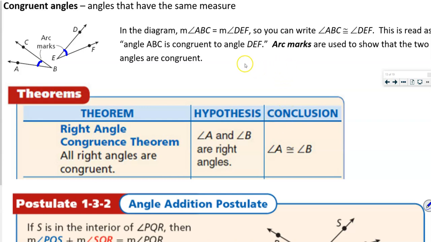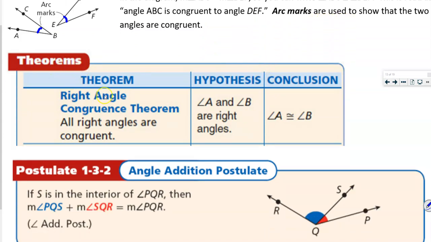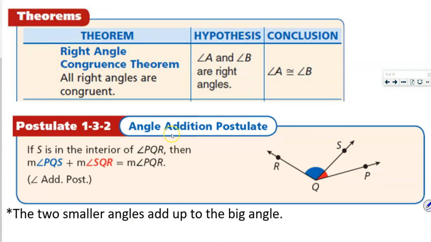Just as in the diagram, the measure of angle ABC and the measure of angle DEF are equal. So you can write that they're congruent. This is read as angle ABC is congruent to angle DEF. Arc marks are used to show that the two angles are congruent. Then the right angles theorem is that all right angles are congruent. That makes sense, right? And then here, the angle addition postulate, we're going to use this very quickly.